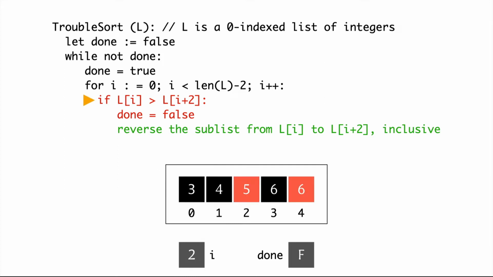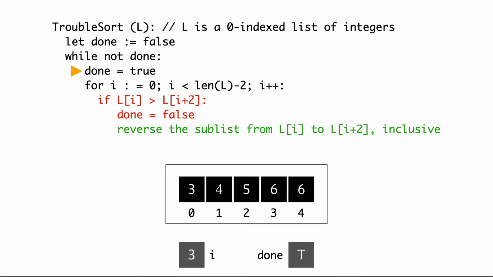Now when I is equal to 2, we are comparing the elements 5 and 6. Once again, these guys are doing fine, so we don't need to do anything here, and we go back to the for loop. But once I is incremented to 3, we have essentially run out, so we go back to the start of the while loop now. And once again, notice that we are not done yet, so we'll have to do this one more time.